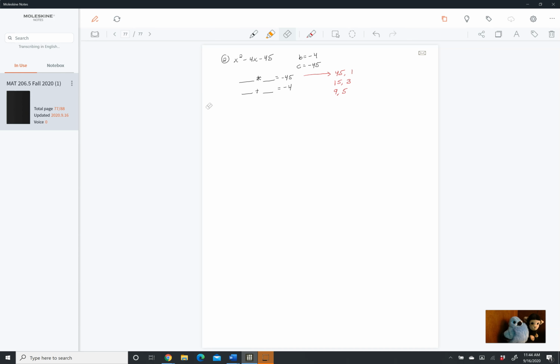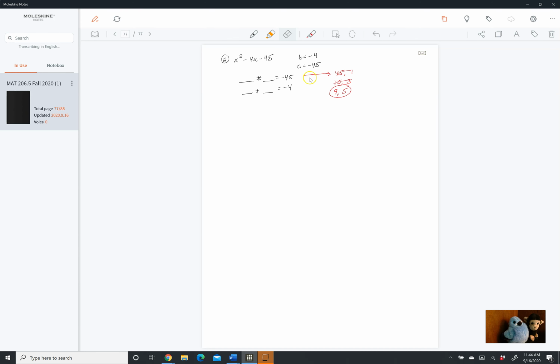So we have to look at each of these pairs and say which one of them, when we add them together or subtract them, can give us 4, okay, or negative 4. So 45 and 1, there's no way. 45 plus 1, 45 minus 1, negative 1 plus 45, that's not going to give it. 15 and 3, also, they're 11 apart. There's no way. But 9 and 5 will.